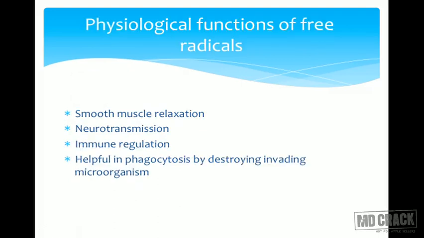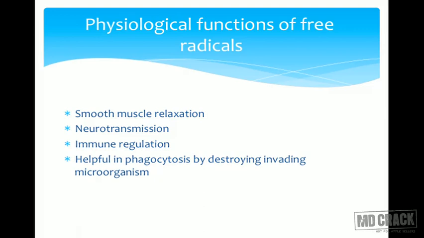So, is there any physiological advantage of releasing these free radicals? Yes. So what is the role of free radicals? One of the most important things is that nitric oxide is a smooth muscle relaxant. Like that, all these have a particular role, and that is why they are generated within the body. So we have smooth muscle relaxation, neurotransmission, immune regulation, and help in phagocytosis by destroying invading microorganisms. So they are beneficial to the body, and that is why they are released.